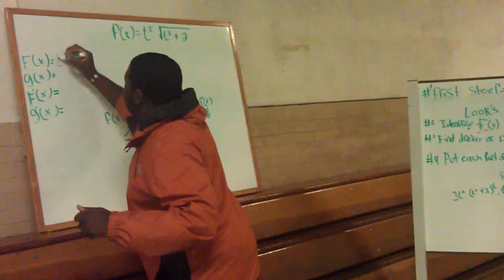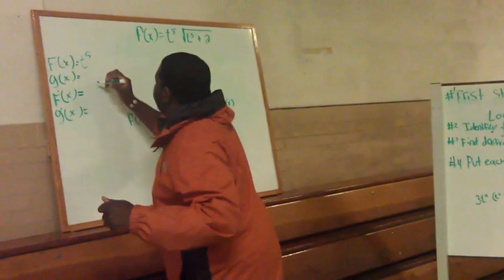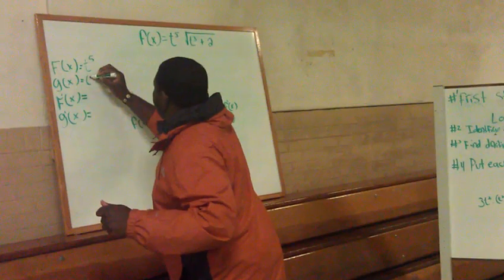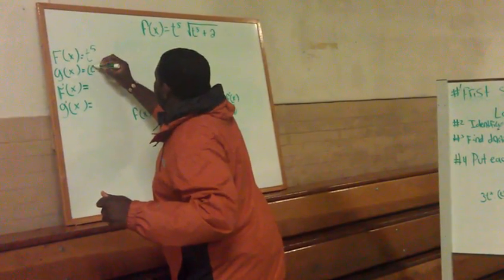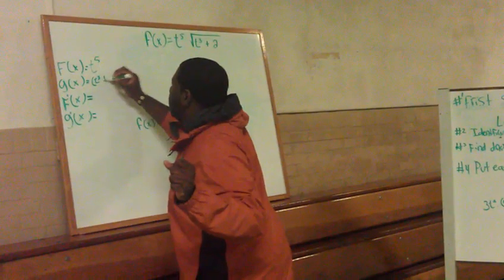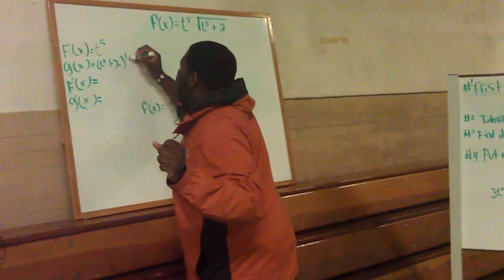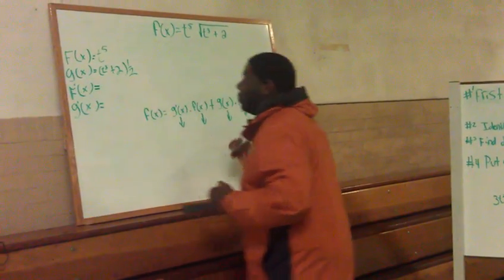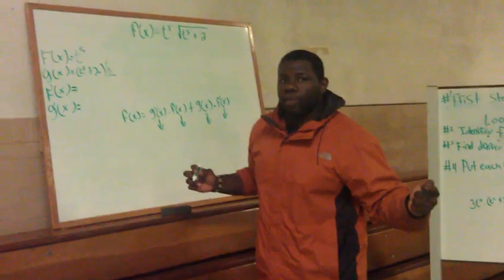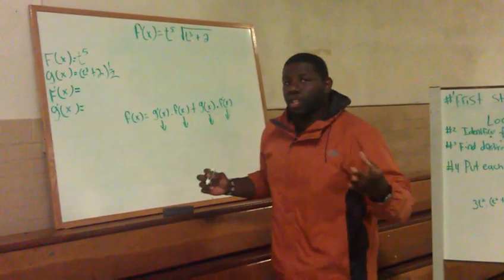f of x is equal to t to the fifth power, and g of x is equal to, sorry about that, t cubed plus 2 to the 1/2 power. Now we're finding the derivatives. If you've never found derivatives before, it's going to look something like this.